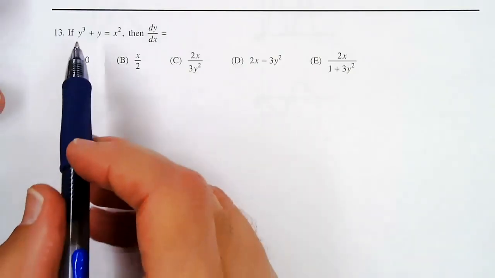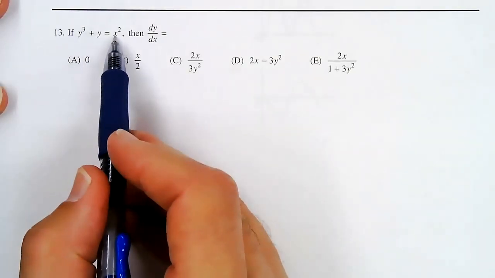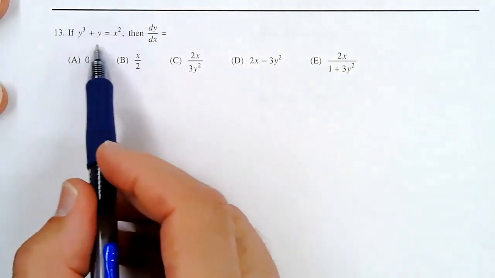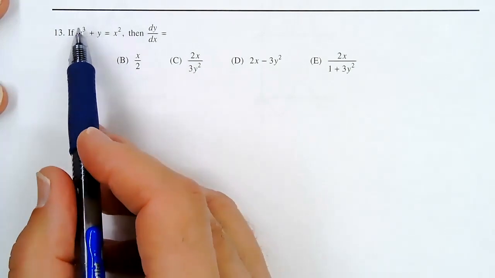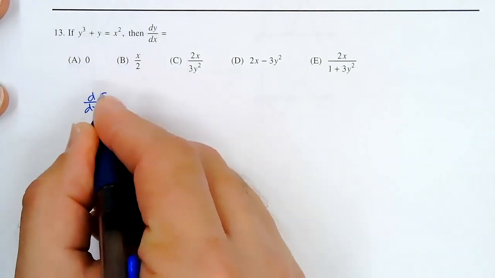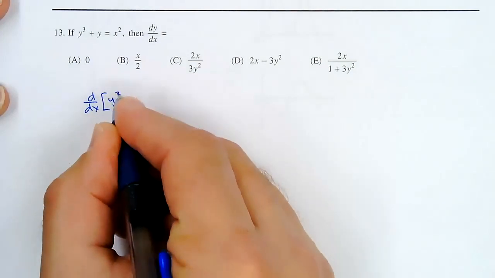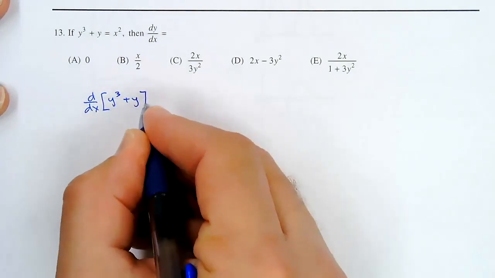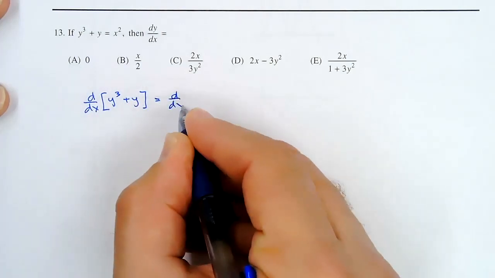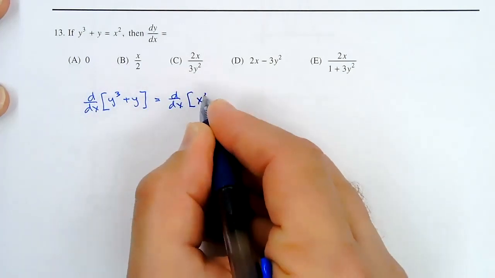So for number 13, if y cubed plus y is equal to x squared, then what is dy over dx, the derivative of this? So we have to use implicit differentiation on this. So we want to take the derivative with respect to x of both sides. For the sake of time during the AP exam, I wouldn't bother to write this line that I'm writing right now. This is just if it was a regular test.